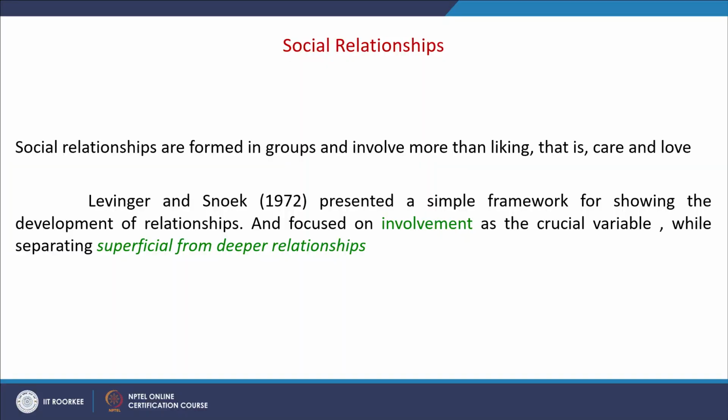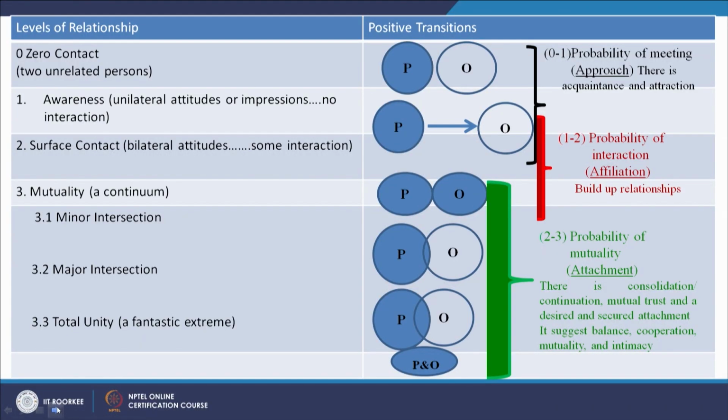So, when we are talking about social relationships, Levinger and Snoek have proposed a very simple framework of how interaction in any new environment transforms into social relationships while going through different stages of interaction and attraction. This is the model where Levinger and Snoek talk about three levels of social relationships. The first is zero contact, where two people are completely unrelated to each other. They have no awareness about each other, no information or knowledge about each other, no information about the goals that they want to achieve.